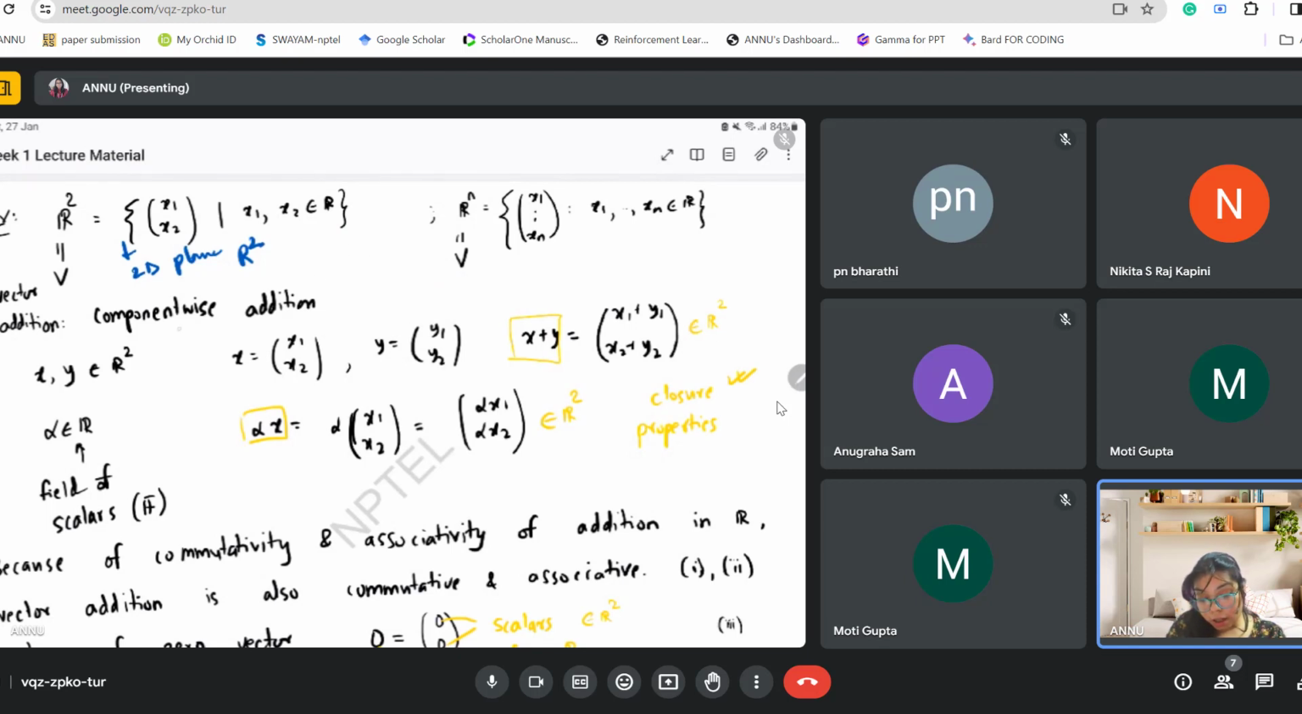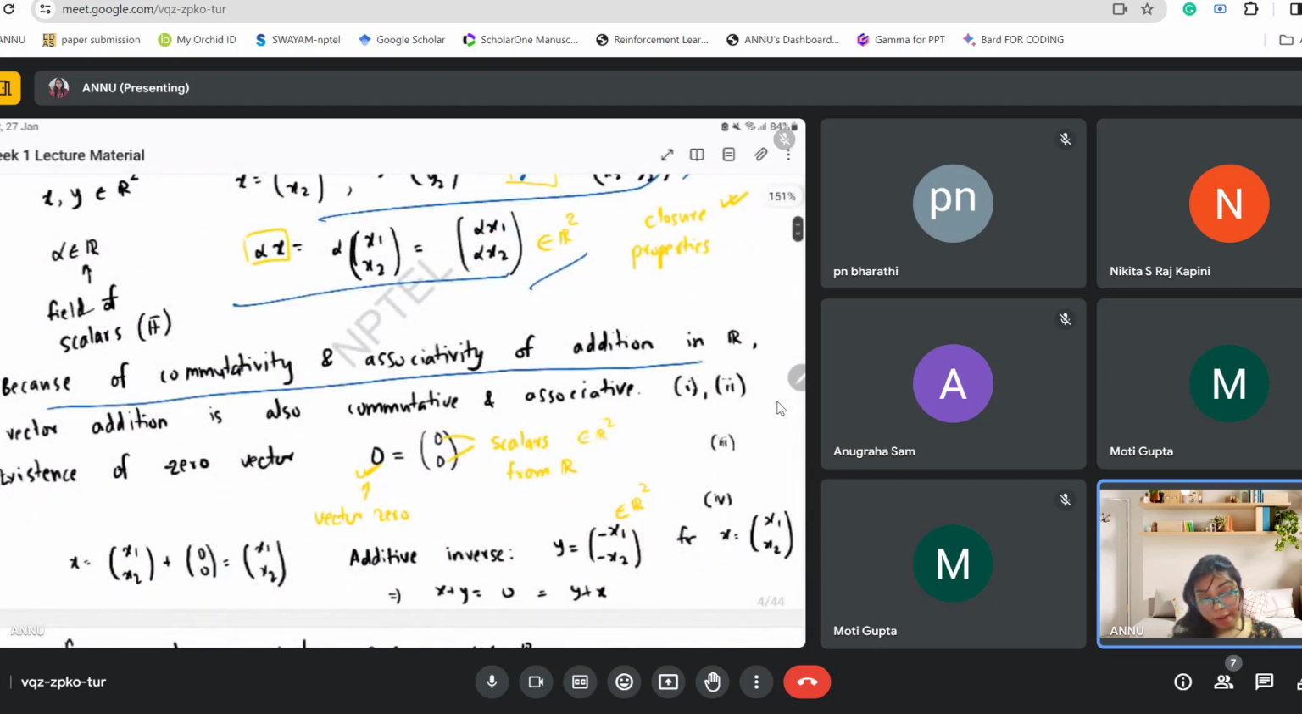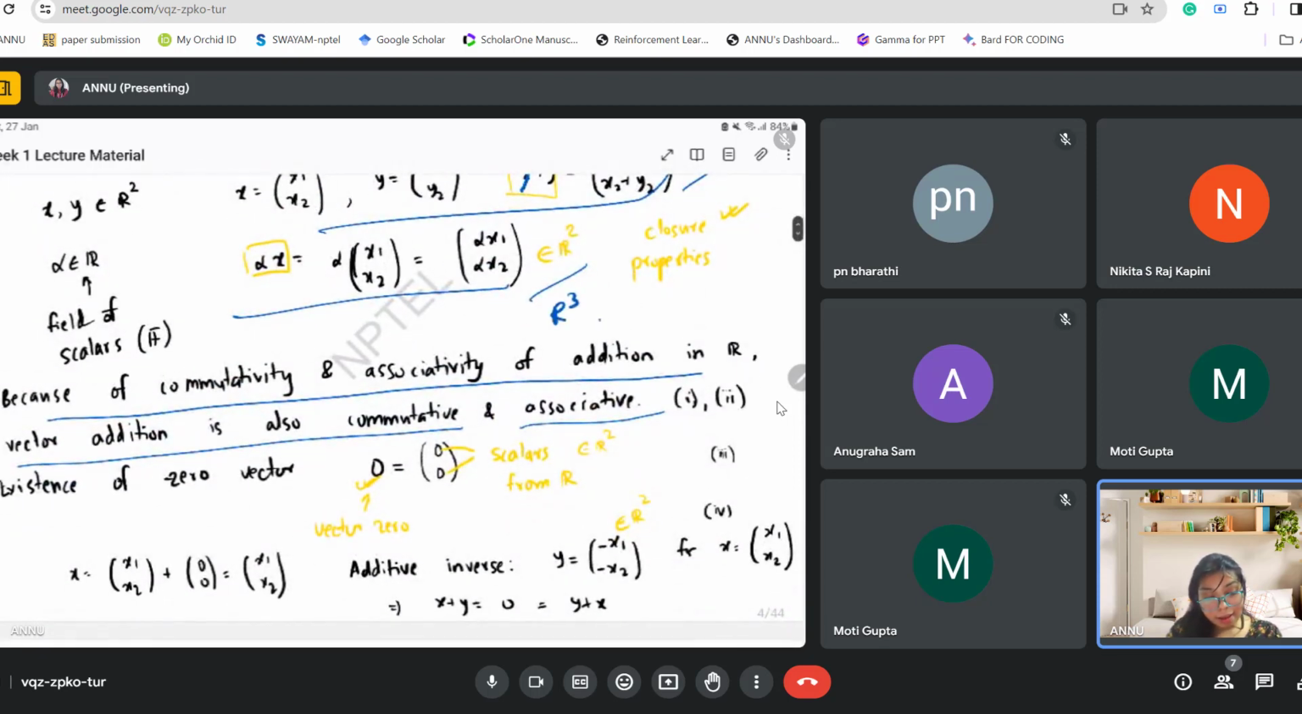So this is component-wise addition. If you see, this is following, and that's why this also belongs to R square. We will have 1 2, 3 4, so 4 6 also belongs to R square, definitely, because R square is an infinite space. Again, alpha x also belongs. And for the additive identity, 0 0 also belongs, because 0 belongs to R and 0 belongs to R. Because of the commutative and associative addition in R, vector addition is also commutative and associative. Similarly, R3 and R power 4 will also be vector spaces.